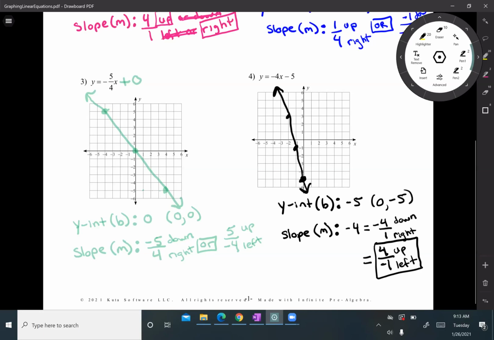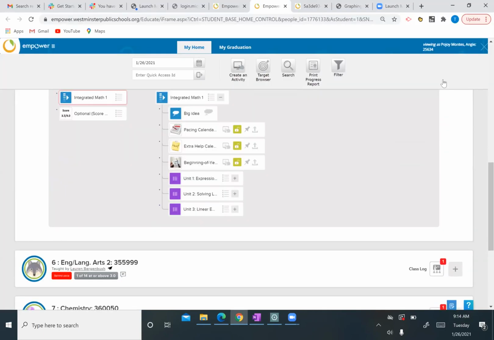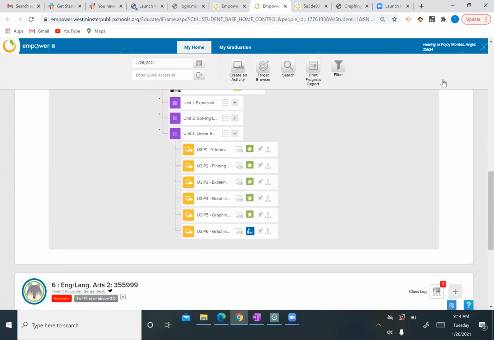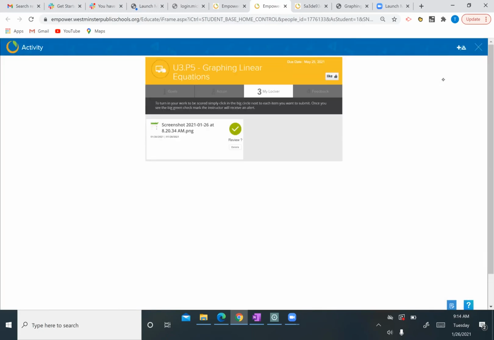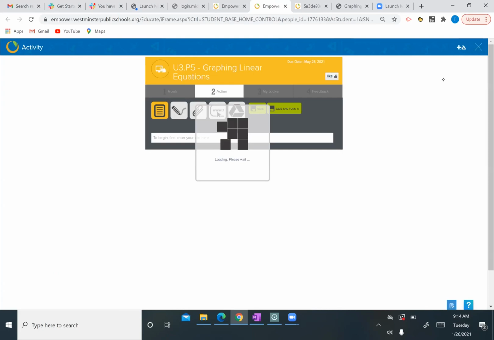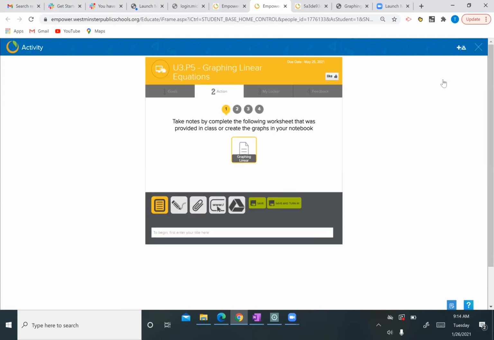I want to go to Empower and show you where to go. You're going to go to Unit 3, and then you're actually going to do this one, Unit 3P5. So she already finished it. I already had her this week. If you click on that one, Unit 3P5, the first step in the action steps is these 4 problems that we just went over. So there is the paper there, if you guys have a printer or something.